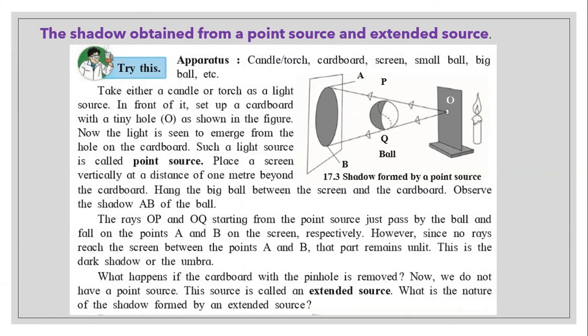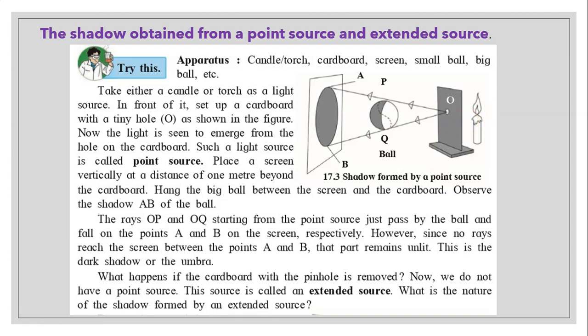The shadow obtained from a point source and extended source. Let's see what this is. We will need a candle or torch, cardboard, screen, a small ball and a big ball, etc. So we have to do something like this. Take either a candle or a torch as a light source. In front of it, set up a cardboard with a tiny hole. The hole should coincide with the light as shown in the figure.